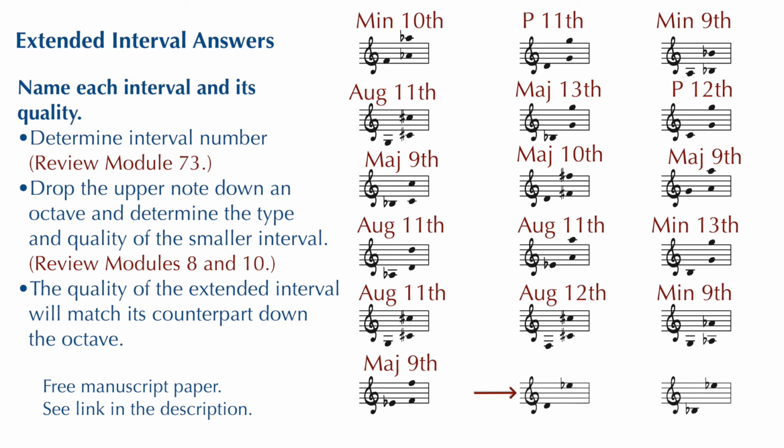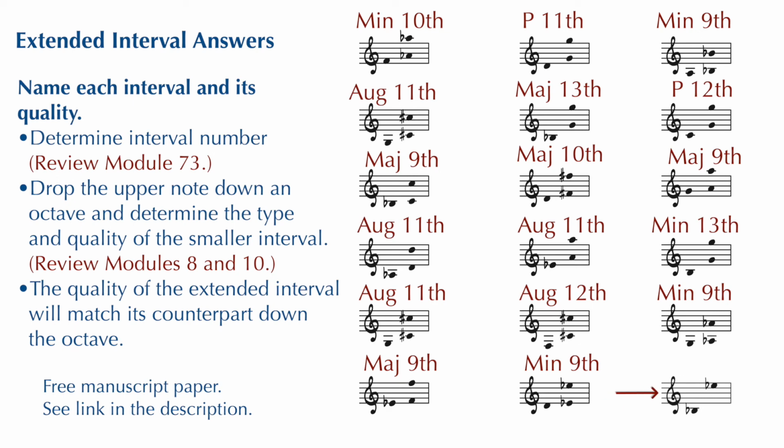Number 17, D below the staff to fourth space E flat. This is also going to be some sort of ninth. Take that E flat, lower it an octave, and we have the interval of a minor second. So the extended interval is going to be a minor ninth.